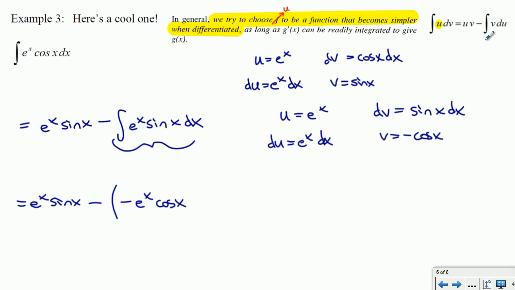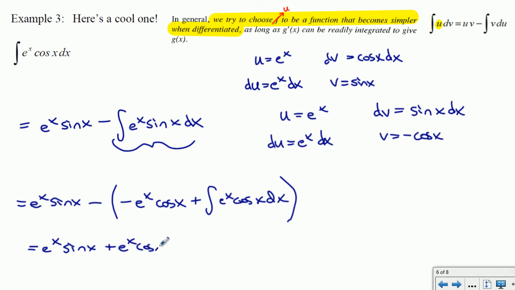And we also need to subtract the integral of v du. So that will be negative cos x e to the x dx. That's basically an addition of e to the x cos x dx. So next we might try distributing this negative into each term. So we would have e to the x sine x plus e to the x cos x minus the integral of e to the x cos x dx.